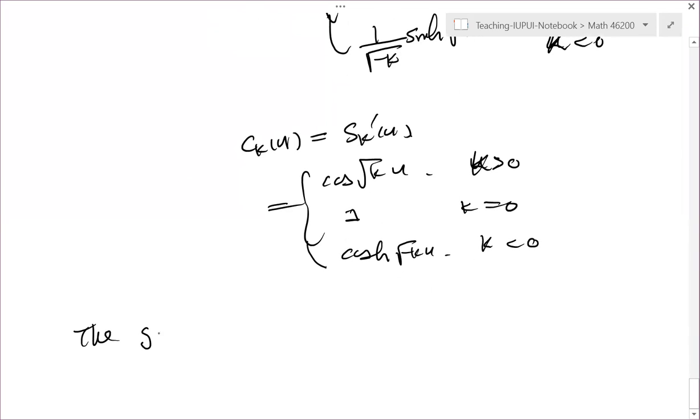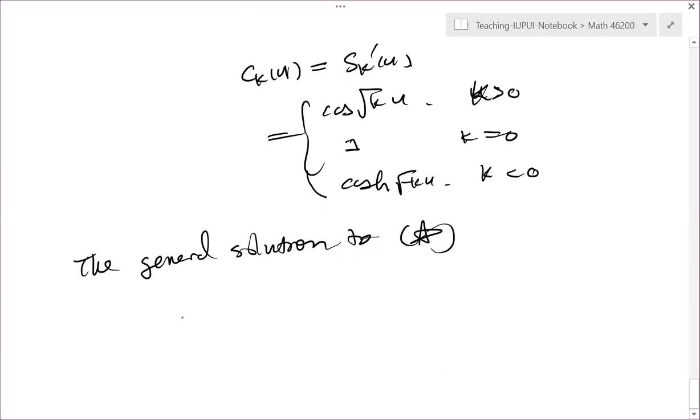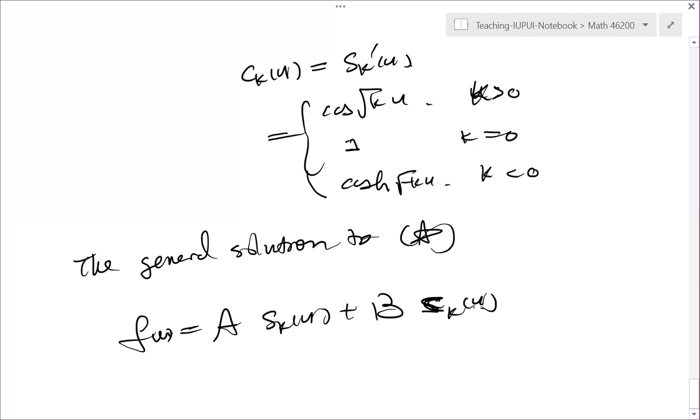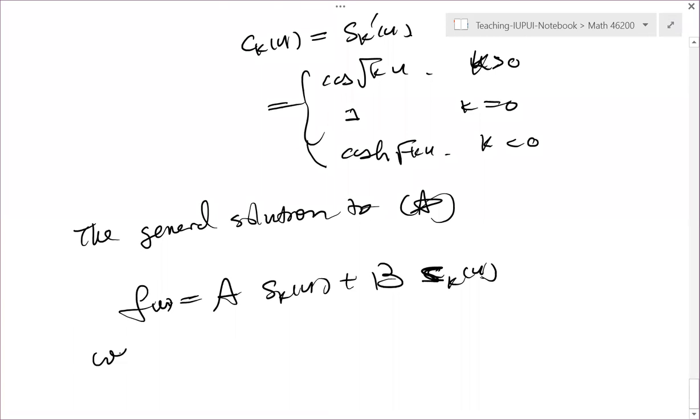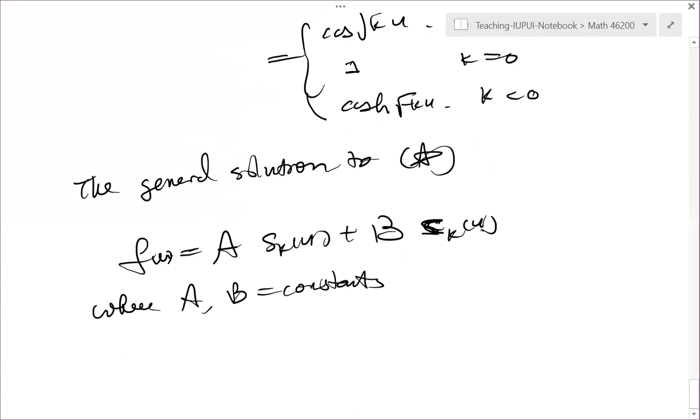Then the general solution to the above equation depends on the two coefficients. Each of them has solutions, okay? So f of u equals A s_k(u) plus B c_k(u), okay? Here s means sine and c means cosine. All right, so A and B are constants. So that is how we get the general solution. Then you get a bunch of surfaces of revolution with constant curvature.